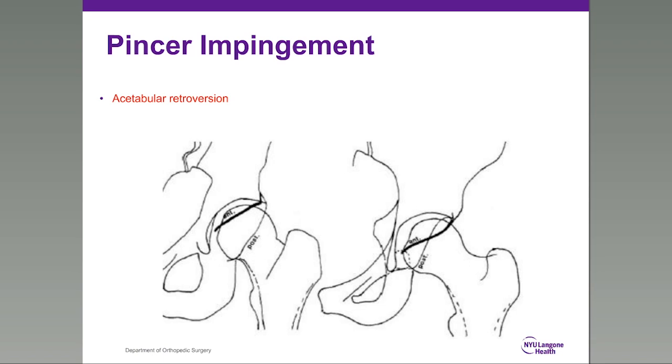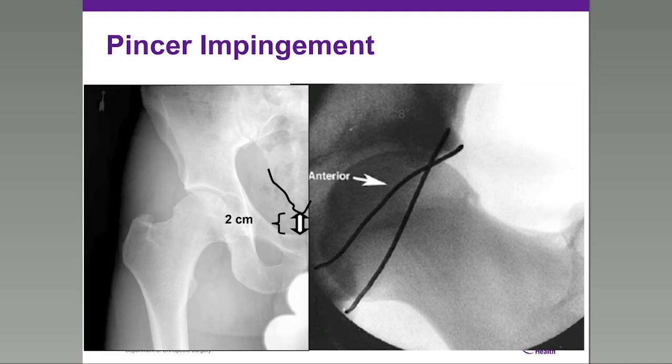As far as acetabular retroversion, what we're looking for in FAI is focal proximal retroversion. We're not looking at a global retroversion, that's more dysplasia. But here we're seeing a focal crossover sign proximally. You need a good AP pelvis to see this.